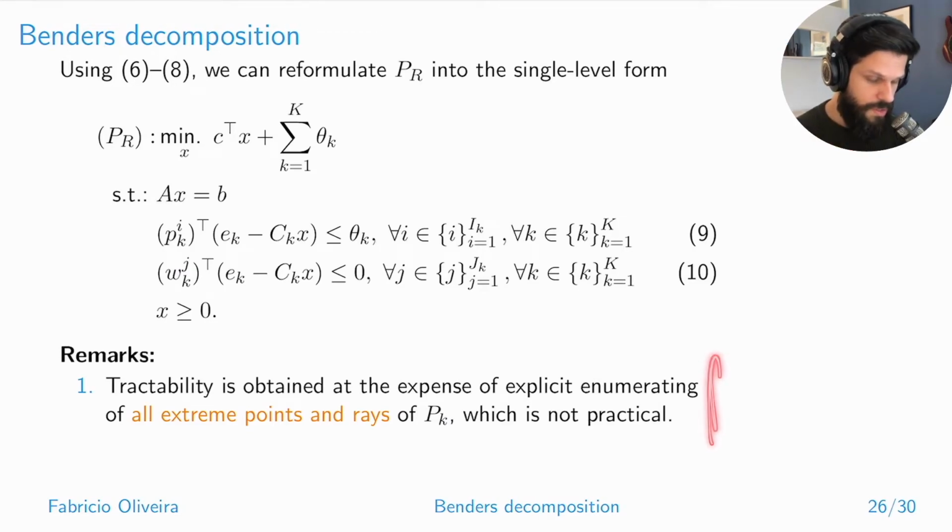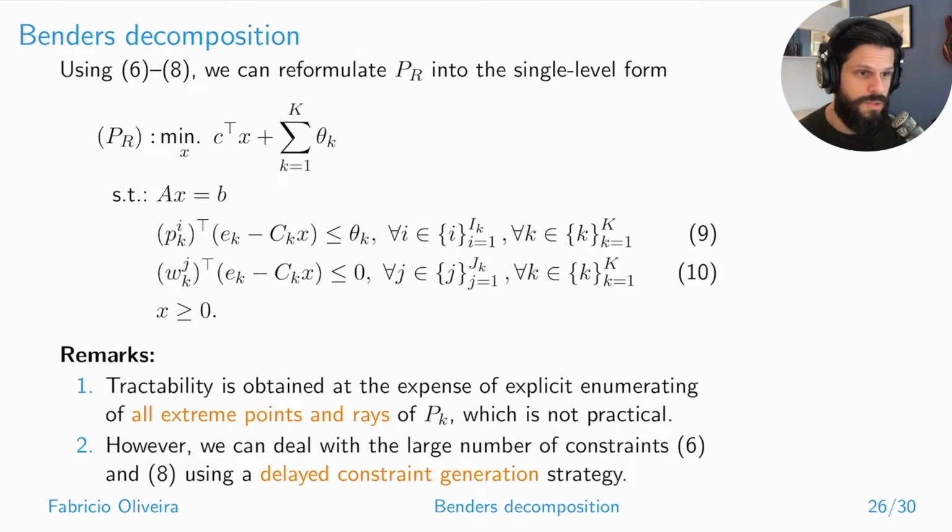This is absolutely not a practical formulation per se, but now we know the technique on how to efficiently generate extra variables and extra constraints, so we can apply a delayed constraint generation strategy to deal with these constraints. I don't know why it's saying 6 and 8 here. It should be 9 and 10. So this is 9 and this should be 10. Okay, so basically we generate those in a delayed fashion.